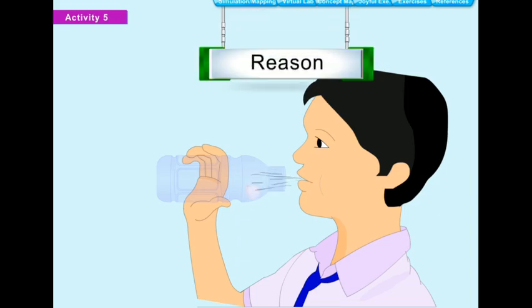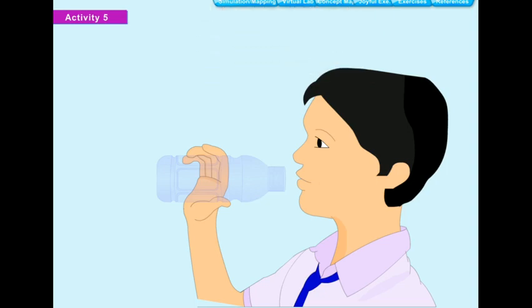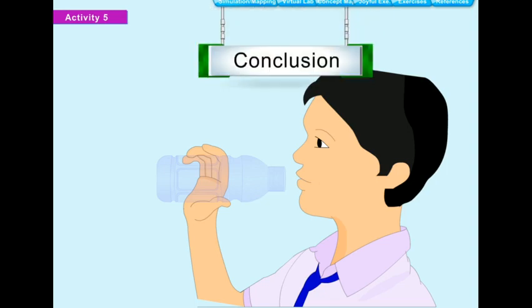Reason: when we blow air into the mouth of the bottle, the air in the neck of the bottle has high speed. This reduces the air pressure in the neck of the bottle. The air pressure inside the bottle, being higher, constantly pushes the paper ball out and does not allow it to go inside the bottle. Conclusion: high-speed winds are accompanied by reduced air pressure.